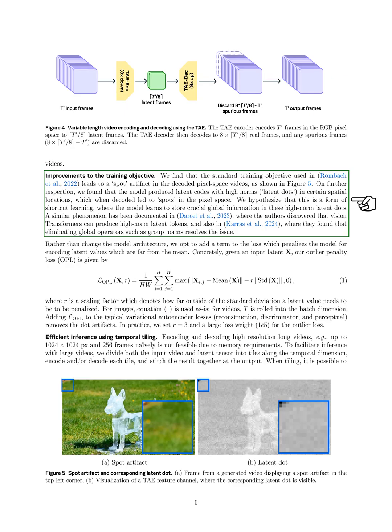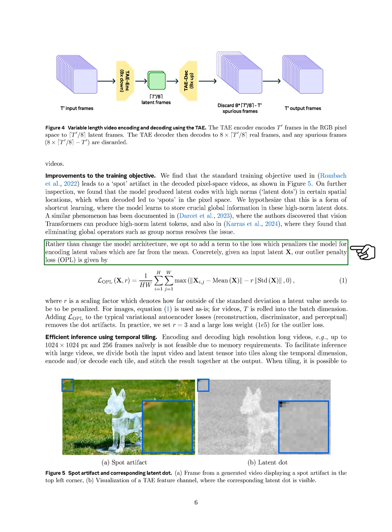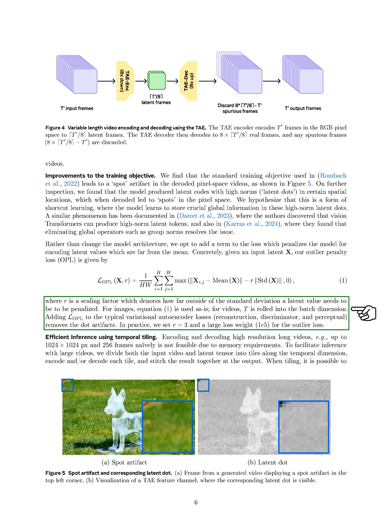We also address issues with our training objective that led to artifacts in the generated videos. Instead of altering the model architecture, we introduce an outlier penalty loss to discourage the model from encoding extreme latent values. This adjustment, combined with standard variational autoencoder losses, effectively removes the artifacts.